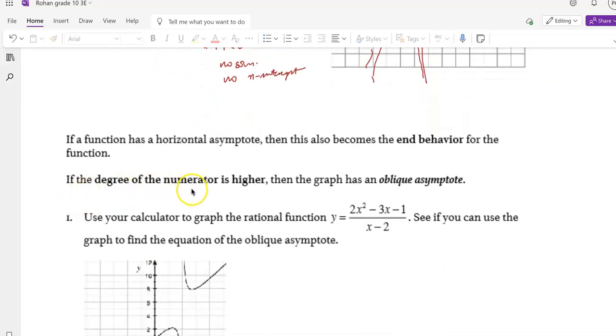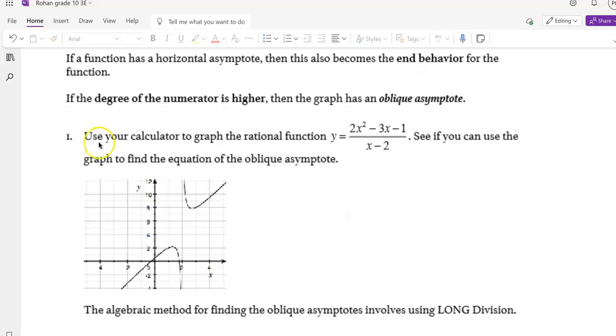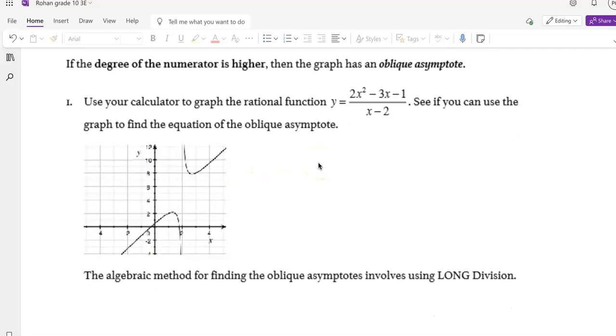If the degree of the numerator is higher, then the graph will have an oblique asymptote. Use your calculator to graph these rational functions. See if you can use the graph to find the oblique asymptote. But the algebraic method for finding the oblique asymptote involves long division. Which one should I do, graphing or just long division? Long division. Synthetic also you can do, no problem.